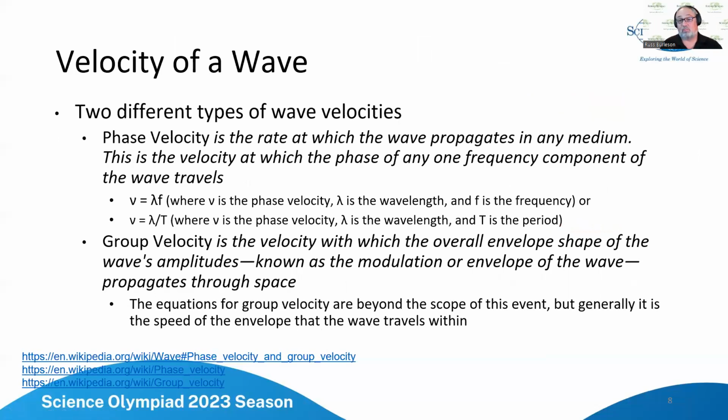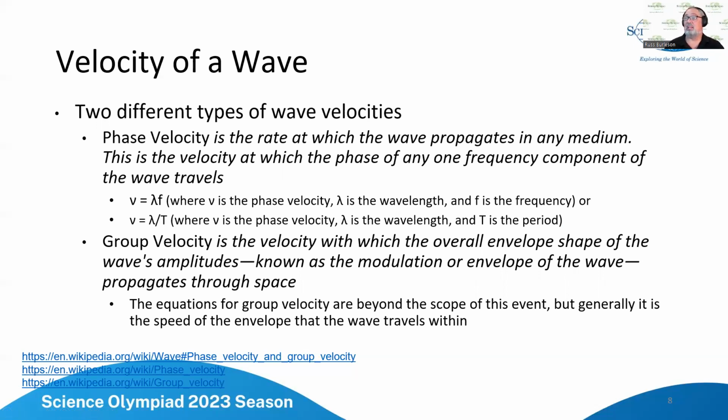So let's talk about the different types of wave velocity. The number one we're going to talk about is phase velocity. Okay, and that's the rate at which the wave propagates through any medium. Okay, so you will see this v equals lambda times f, where v is the velocity, lambda is the wavelength, and f is the frequency. Now remember, I told you that the period is the inverse of the frequency. Okay, and the period's given in seconds. So if you wanted to do it using the period, you might say v is equal to lambda divided by T, where T is the period in seconds. So v is always going to be in meters per second.